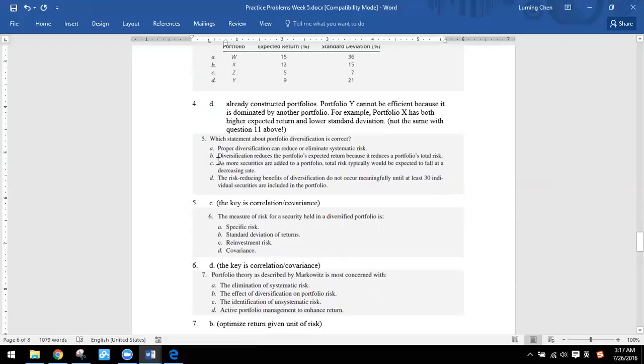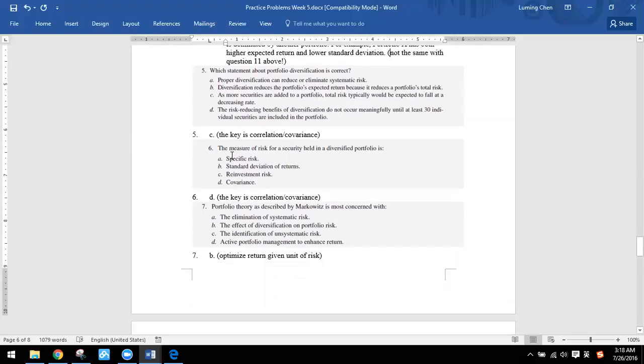C, as more securities are added to your portfolio, total risk typically would be expected to fall at a decreasing rate. Yes, this is why we need diversification. D, the risk-reducing benefits of diversification do not occur meaningfully until at least 30 securities are added in the portfolio. This is false. There is not a golden number named 30.